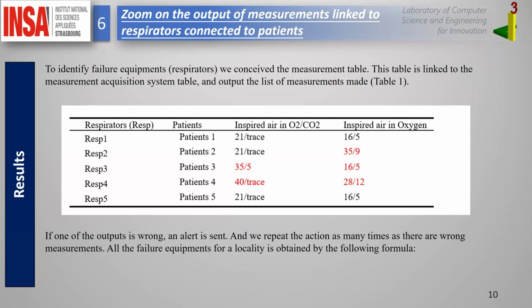If one of the outputs is wrong, an alert is sent. And we repeat the action as many times as there are wrong measurements. All the failure equipment for the locality is obtained by the following formula, and this total is df1 plus df2 plus df3, etc.